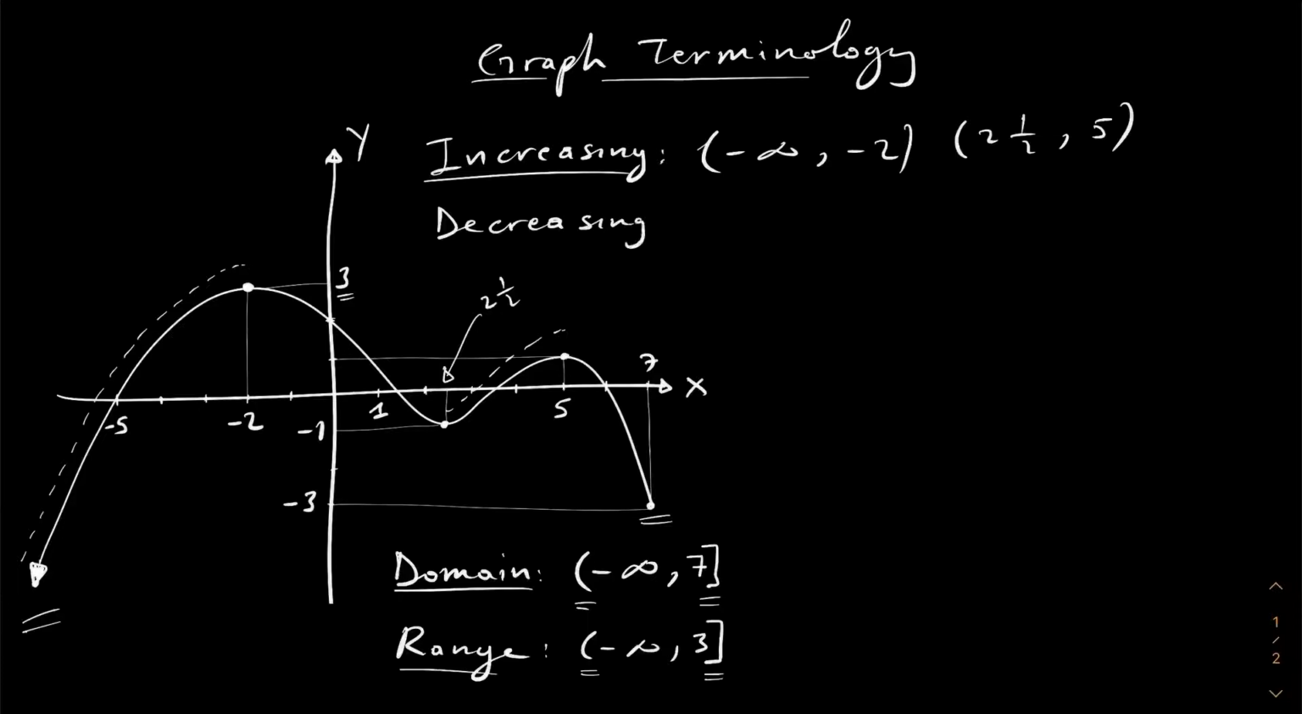And as you can see here, starting from negative 2 on the x-axis, we are going to start going down until we reach 2.5. So our first interval is going to be from negative 2 to 2.5. And our next interval where the function is decreasing is going to be from 5 to 7.